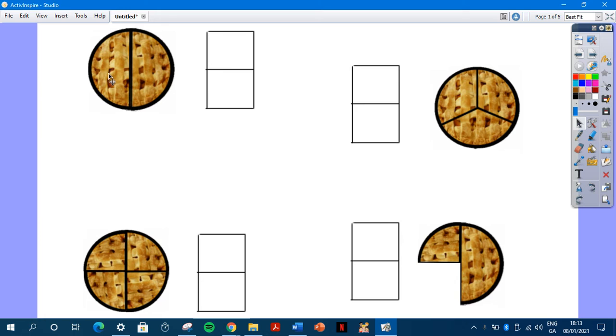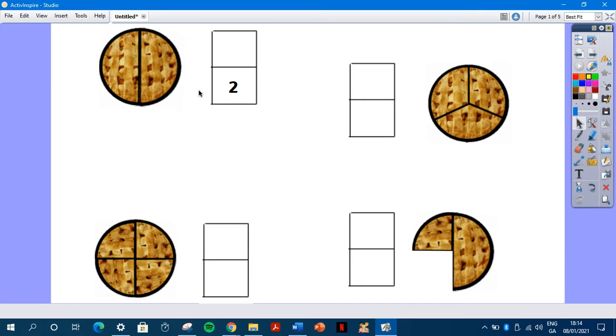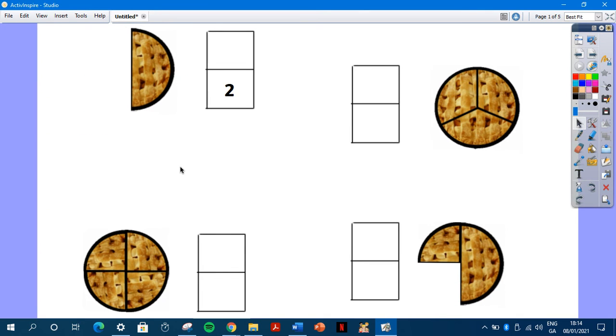So how many pieces are in this pie? There's 1, 2. So what's our denominator? Our denominator is all, so it's 2. Now I eat one part of it. So how much have I eaten? There was a whole, so there were 2 pieces. So I ate 1 over 2.